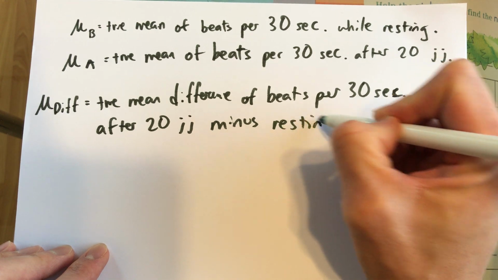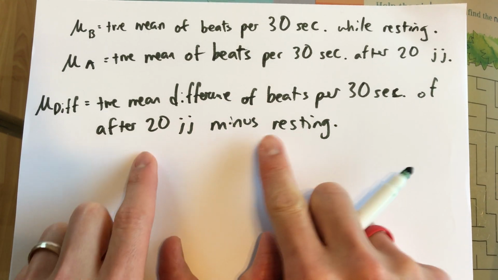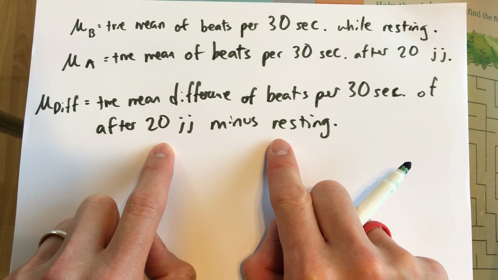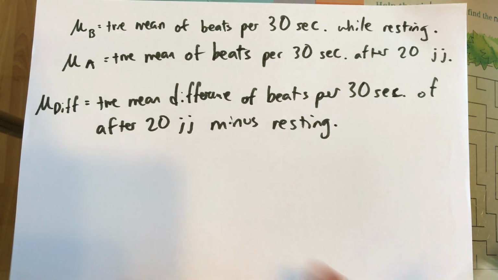Okay, so this part is key right here, because if you flip these two around, so this would give you a positive value, right? Like most likely your heart rate increases. So this would be positive, but if you switch these two, it would be negative.